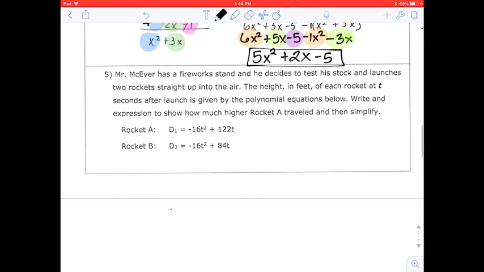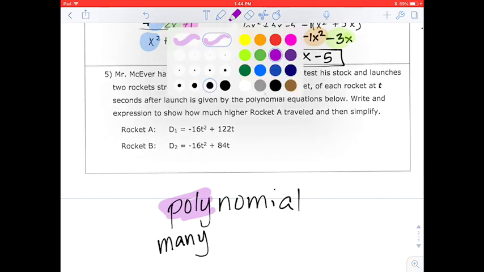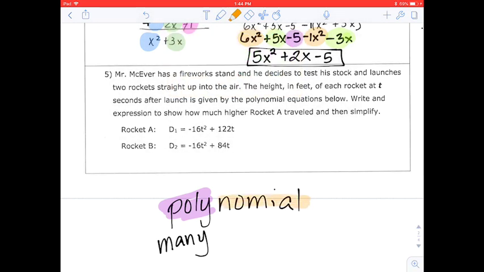So down here, you may have seen that I had the phrase polynomial written out. Okay, poly means many, and nomial, for our purposes, is going to mean terms. So a polynomial expression has several terms separated by plus or minus signs. That's it.